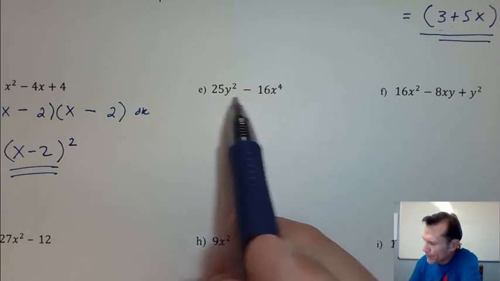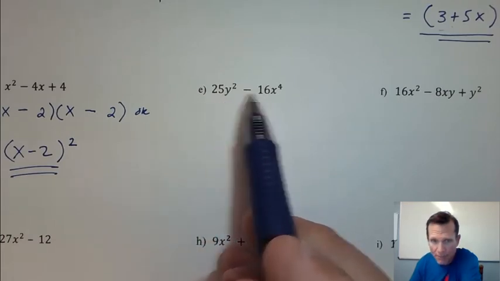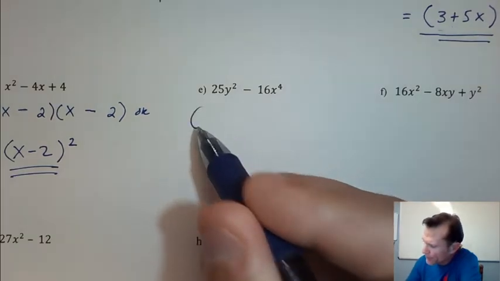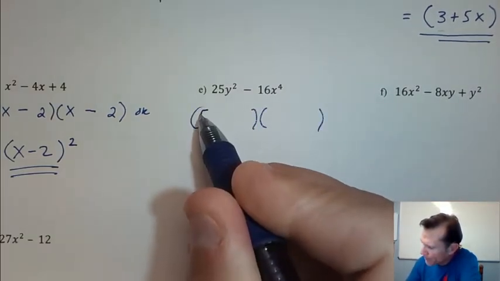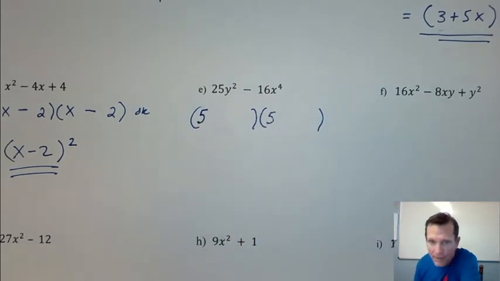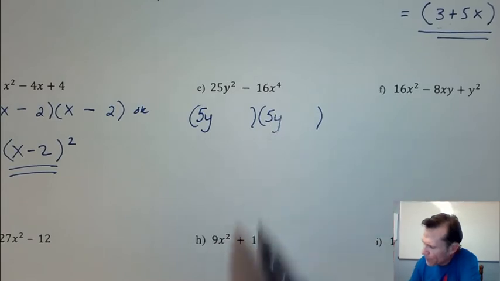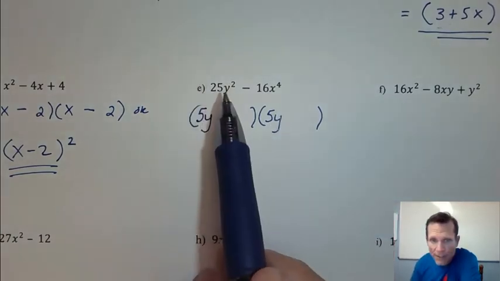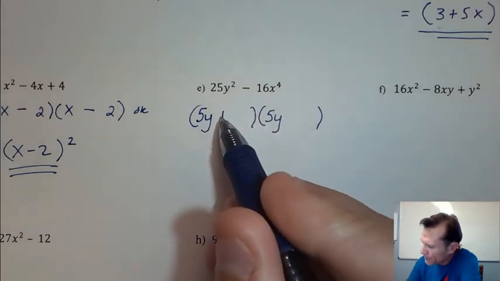You're hopefully getting the hang of this here. We see the minus sign in the middle, and these are perfect squares. So I'm going to write down 2 binomials here. I'm going to write a 5 and a 5 to get to 25. I'm going to write a y and a y to get the y squared. And then to get the minus, I'm going to use a plus and a minus.